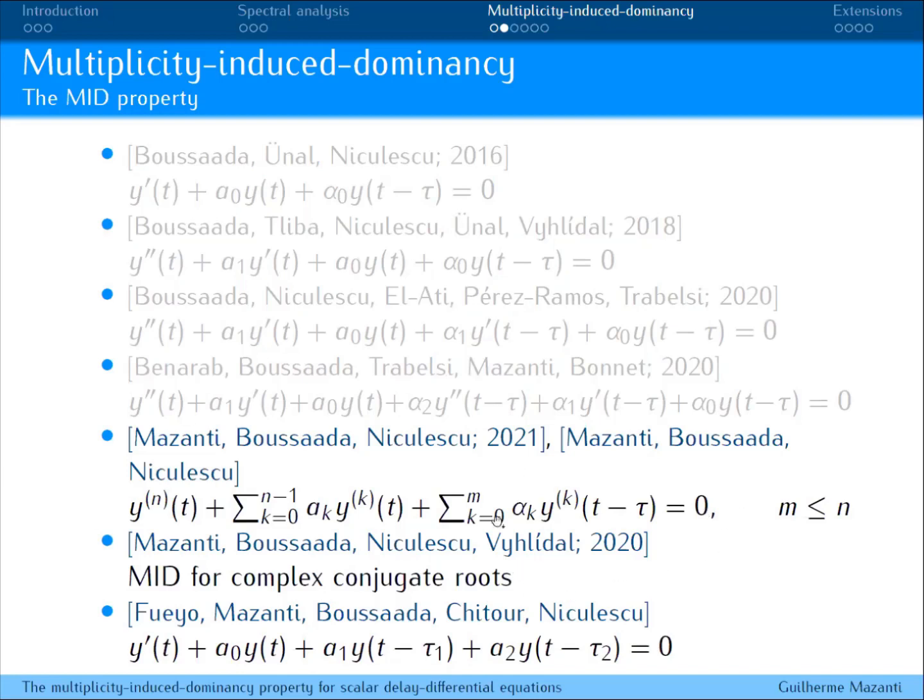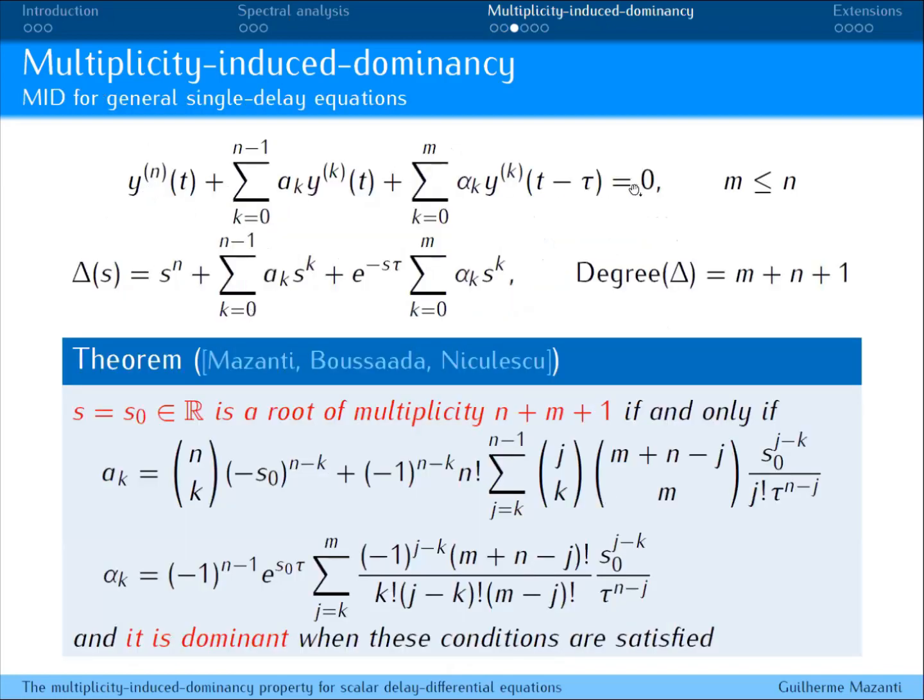So I'm going to start with this one, which is the general result for time delay equations with a single delay. So let's consider this equation here. I have a non-delayed term here, which is of order n, a delayed term here, which is of order m, and m is less than or equal to n. So I can cover here both neutral and retarded cases. And in this case, the corresponding characteristic function is this quasi-polynomial here, this polynomial plus exponential minus s times this polynomial.